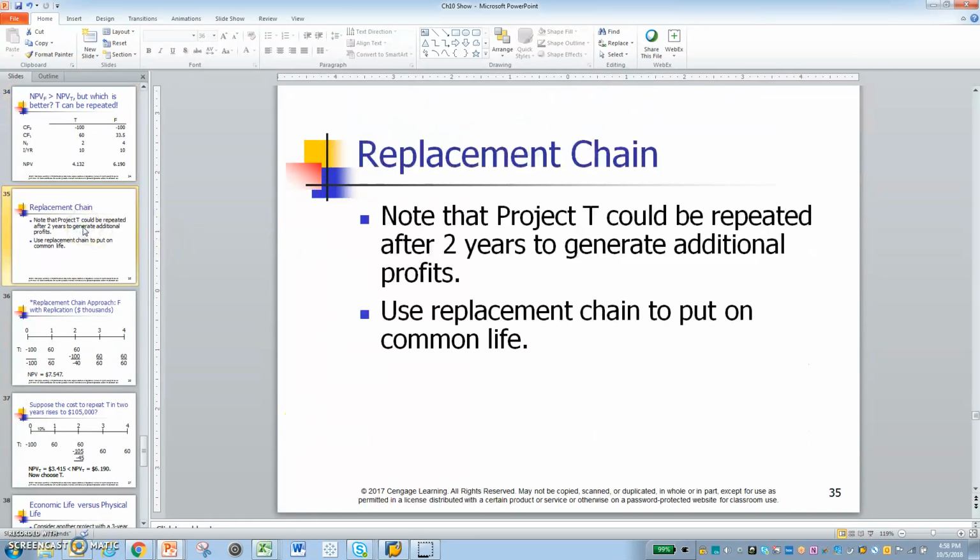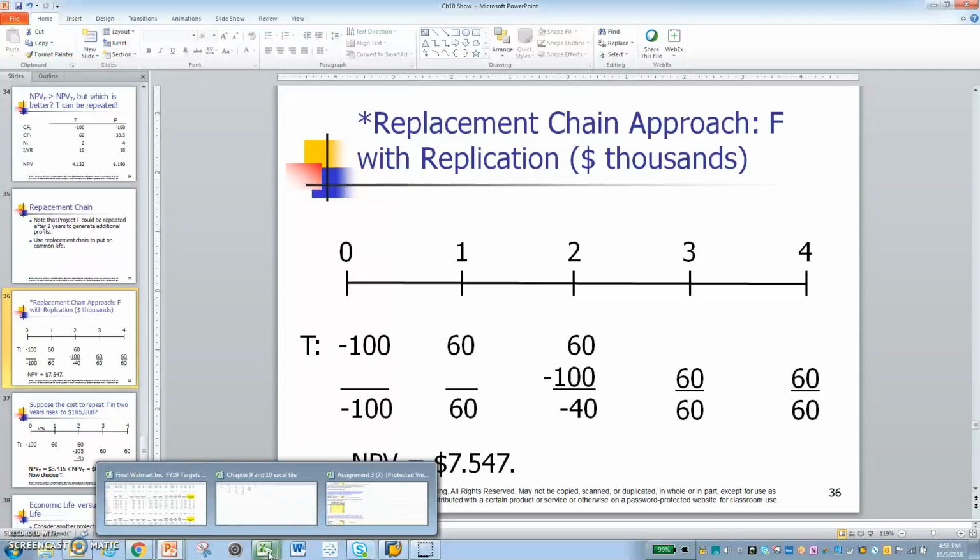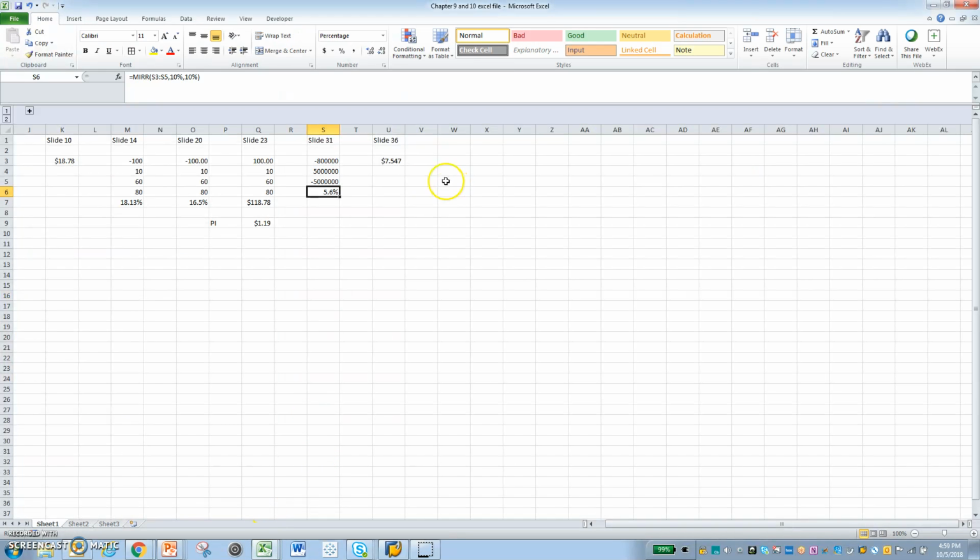So we can do a replacement chain. We can just basically generate that second occurrence of that project, and we can see that right here. Right, so it's pretty easy to do. If you want to use the timeline, if that's your easier way, we can see that the net present value of 7.54 is greater than project T, which was $6.19. Like most things, you can do it in Excel as well. I've got that here for you. It's a little bit complicated, but not too bad.